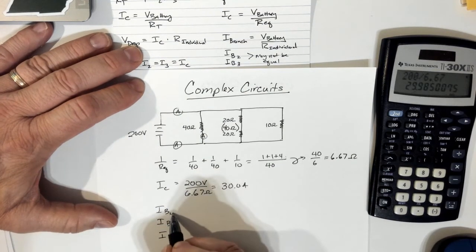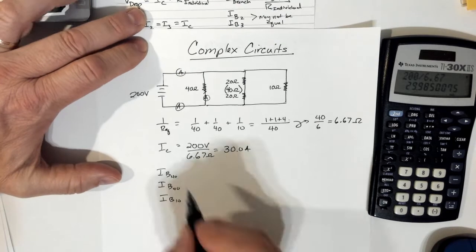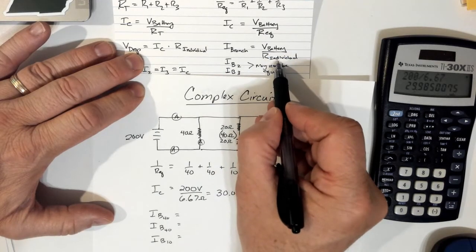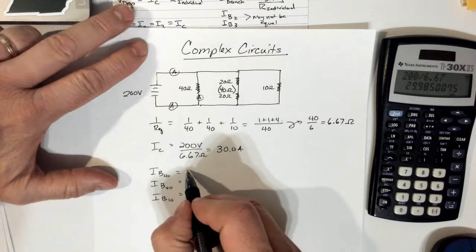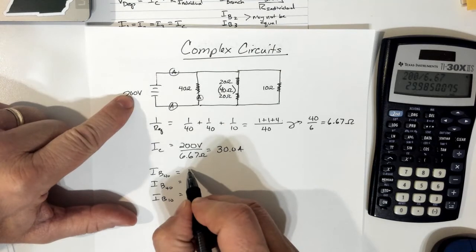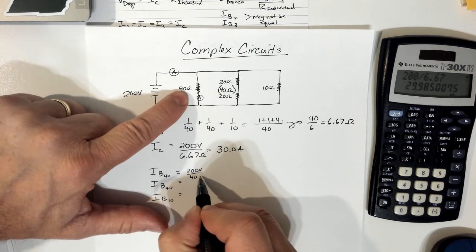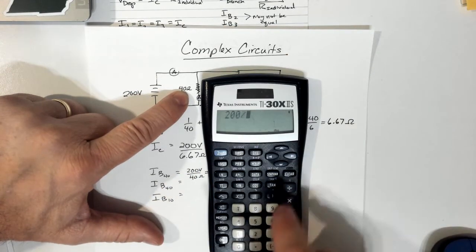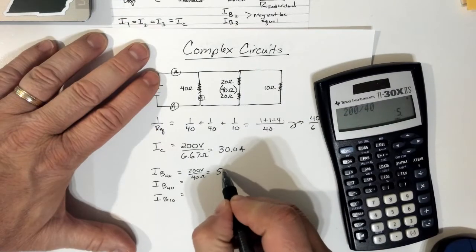We have a 40 branch. We have another 40 that act together, and then we have a 10. So let's do that. It says right here in my equations, you just take the battery and divide it by the individuals in the branch. We're going to treat this as an individual. So we get our battery, 200 volts, divided by the individual of 40 ohms. And 200 divided by 40 equals 5 amps. So this one's 5 amps.